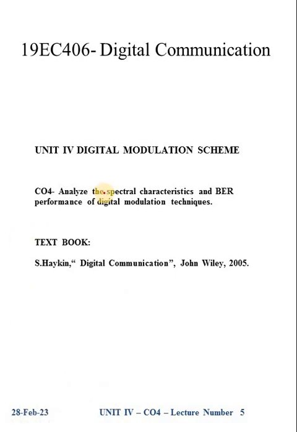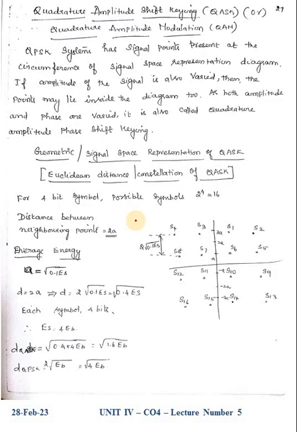Hello students, today we are going to discuss Unit 4, Digital Modulation Schemes. The course outcome of Unit 4 is to analyze the spectral characteristics and bit error rate performance of digital modulation techniques. So we are going to discuss what is quadrature amplitude shift keying.